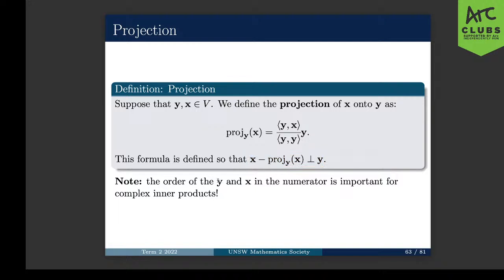Right, and as I said before, this is very, very important. The order of the y and x in the numerator here, the inner product, is very important for a complex inner product due to that complex conjugate.